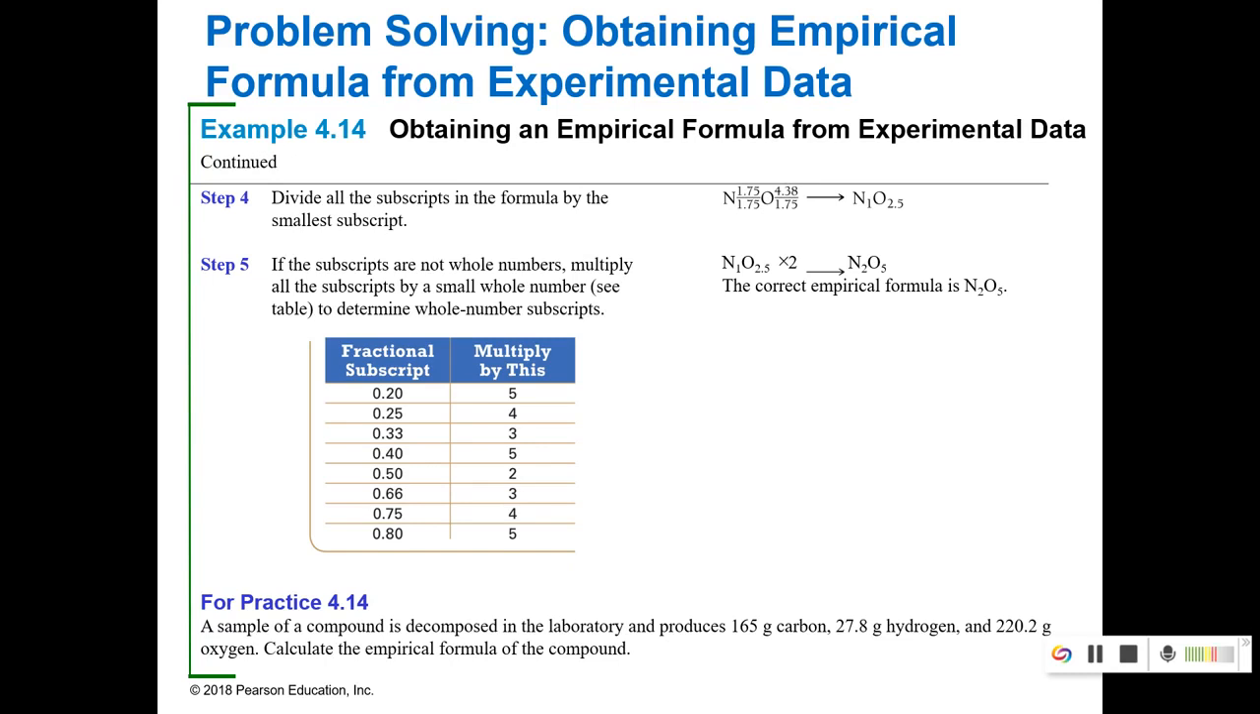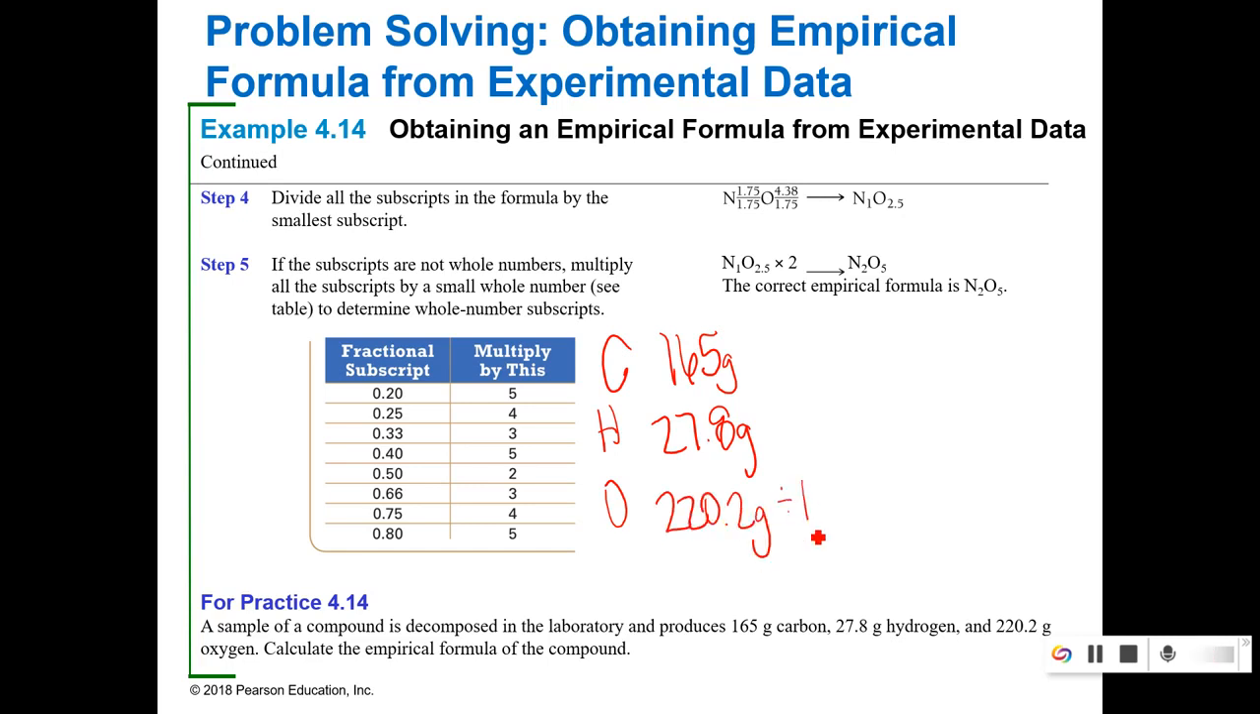Okay, here's another one. We've got carbon, hydrogen, and oxygen. So I've got C, H and O. Carbon's 165, 27.8, 220.2. You are going to get used to these more common ones, their values.